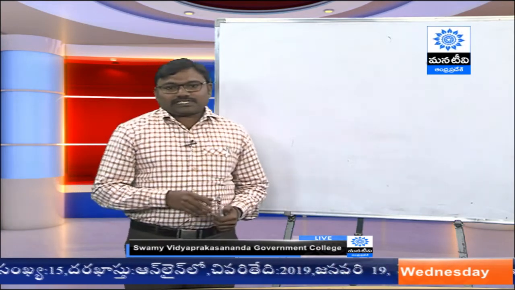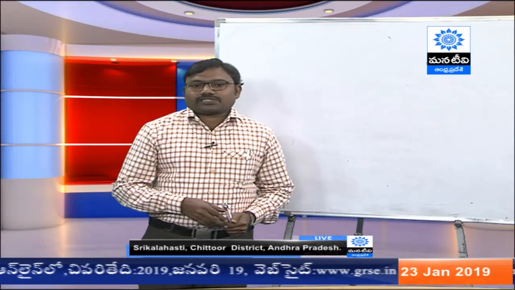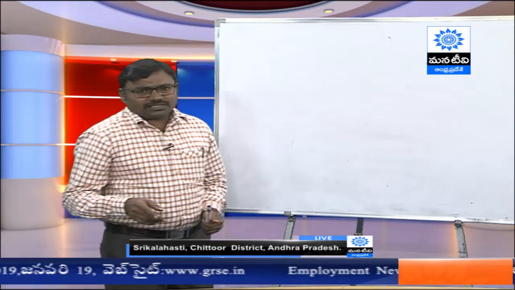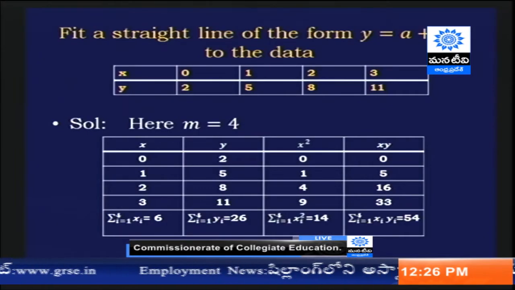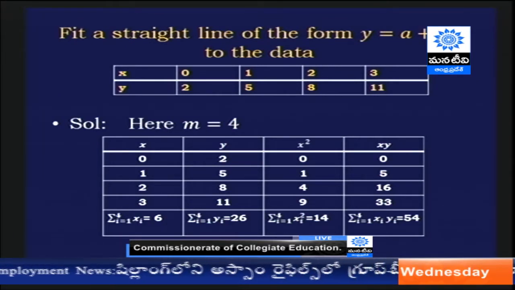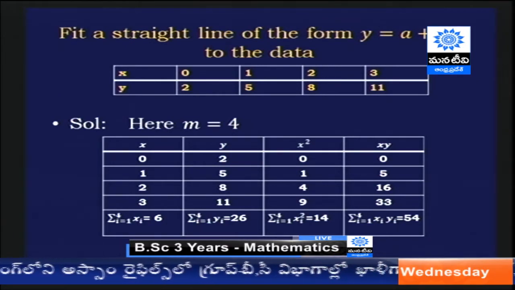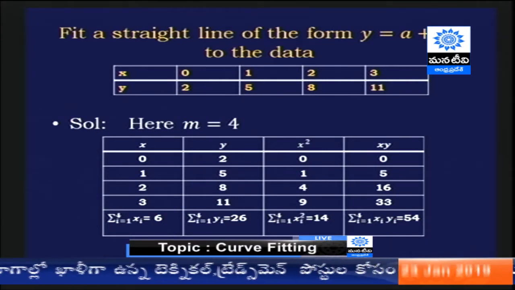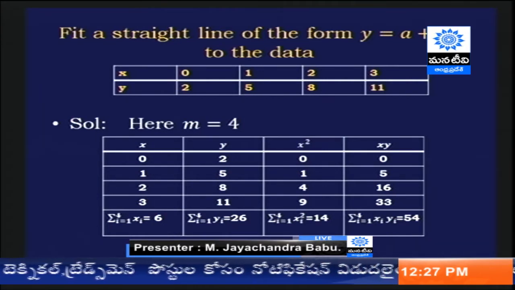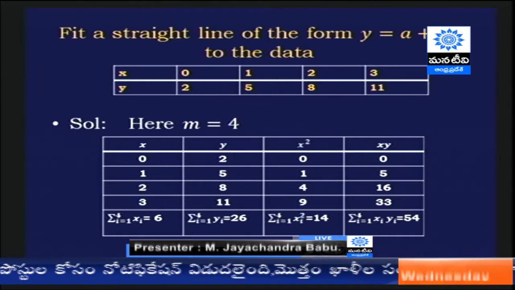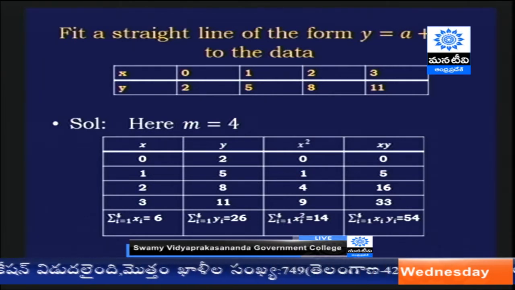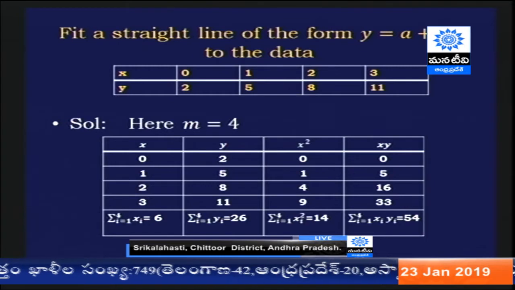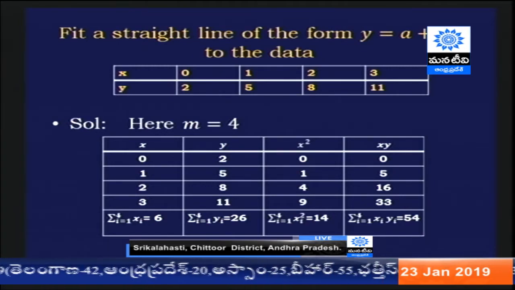So, as a first example, this is related to straight line. See the slide. This is the problem about how to fit a straight line of the form y equal to a plus bx to the data. So, we have x values 0, 1, 2, 3 and y values are 2, 5, 8, 11. So, we are fitting a straight line to the data.